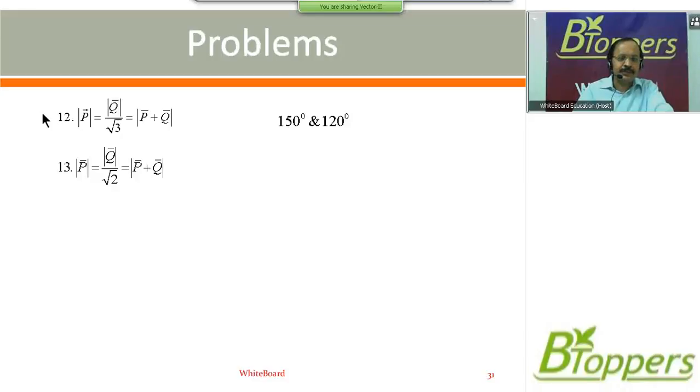Then see the next question. Question number 13. Magnitude of P bar equal to magnitude of Q bar by root 2, that is equal to magnitude of the resultant of P bar and Q bar. This problem also you can try yourself.